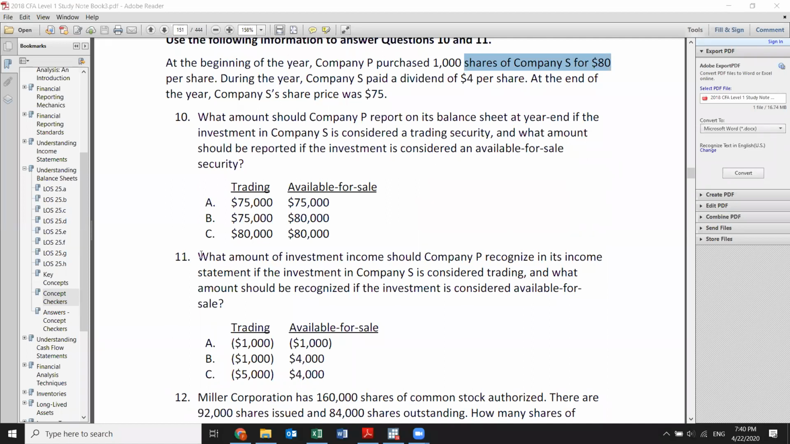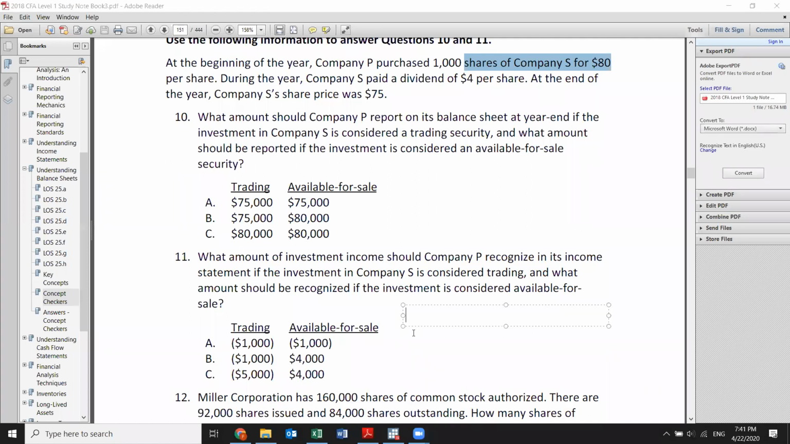Okay, question 11. What amount of investment income should company P recognize in its income statement if the investment is considered trading, and what should be recognized if the investment is considered available for sale? So now we need to select one of them. One is in the income statement as a profit, as a revenue, or gain or loss, or however we call it. So let us calculate.